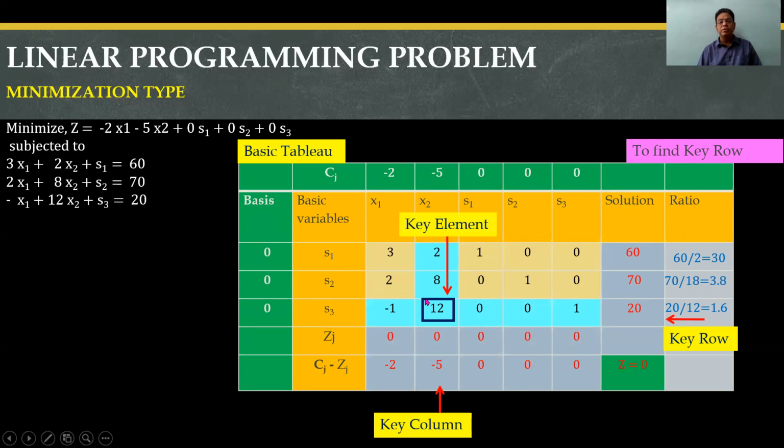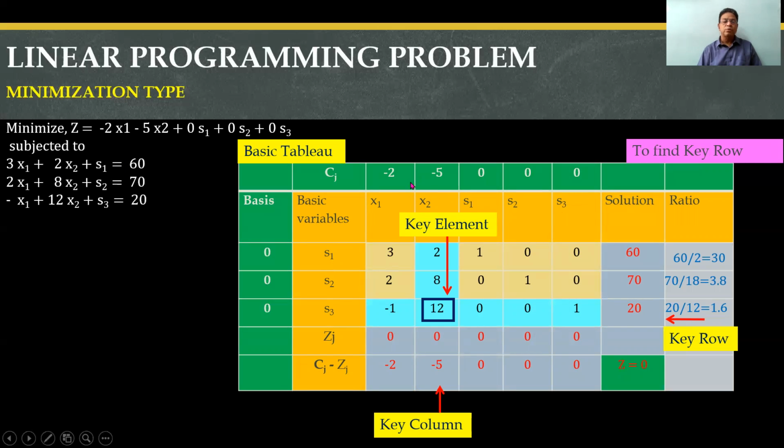And what is the importance of this key element? This key element will now be made 1, and the other elements in the key column will be made 0. And I will tell you in a moment why we are doing it like this. Now we can see here that we have an identity matrix 1 0 0, 0 1 0, 0 0 1, and these three variables S1, S2, S3 form the identity matrix, and S1, S2, S3 are in the solution.